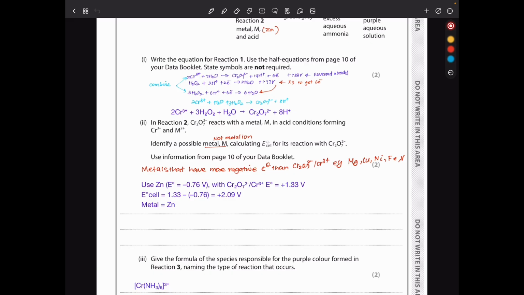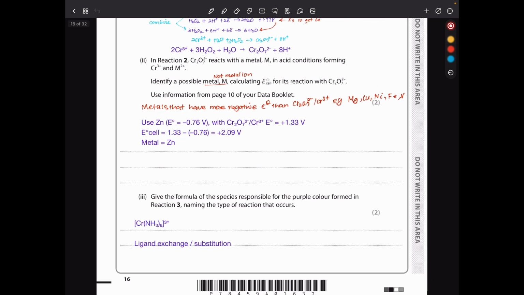So using zinc, whose E theta is minus 0.76 volts, and this is plus 1.33, we can see this is more negative, so this will be oxidized, meaning zinc becoming zinc 2 plus, and dichromate becoming chromium 3. So the E theta value is going to be that minus that, giving us this. So zinc is a suitable metal. Because this E theta is positive, that reaction will be feasible.